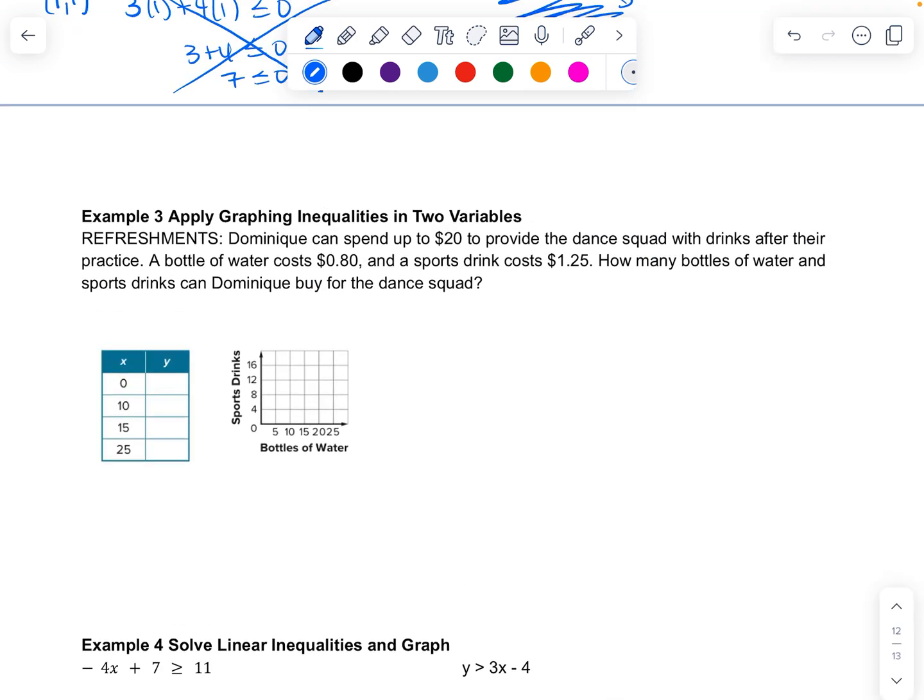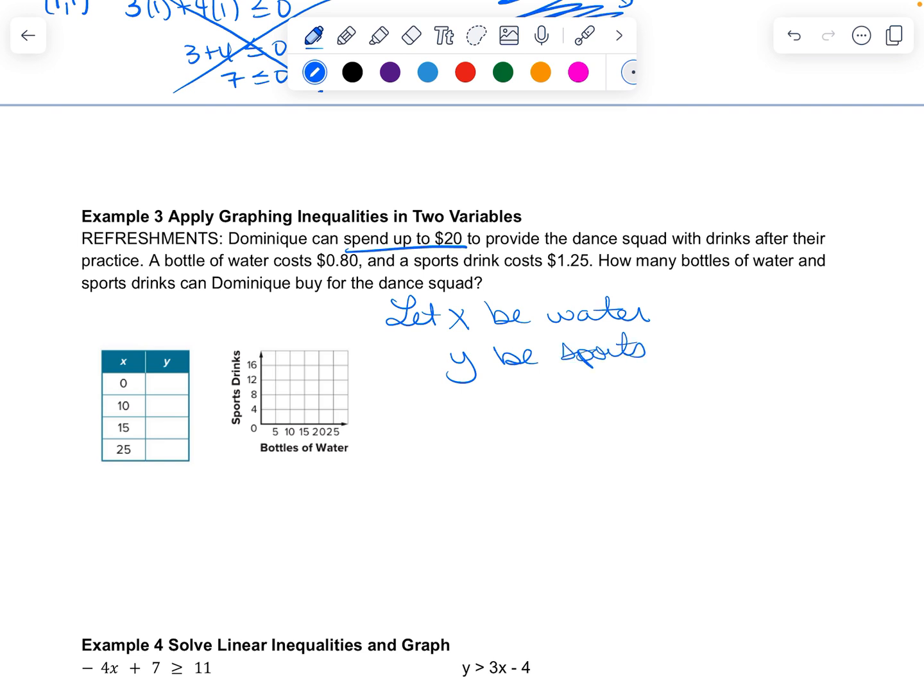Okay, refreshments. Dominique can spend up to $20 to provide the dance squad with drinks after their practice. A bottle of water costs 80 cents. A sport drink costs $1.25. How many bottles of water and sports drinks can Dominique buy for the dance squad? So I'm going to say let X be water. Let Y be sports drink.